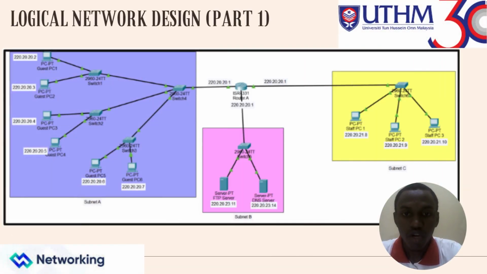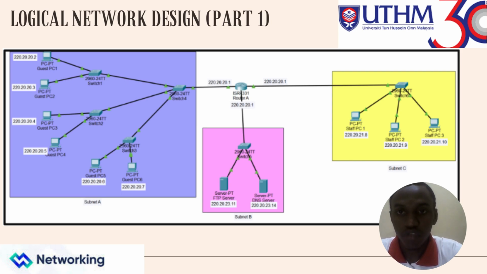I will continue here with the logical network design for part 1. This figure shows the network topology for part 1. I would like to explain it in my Packet Tracer, but I would like to say sorry, because my Packet Tracer has a problem. I will try to explain it clearly so that you can understand it.